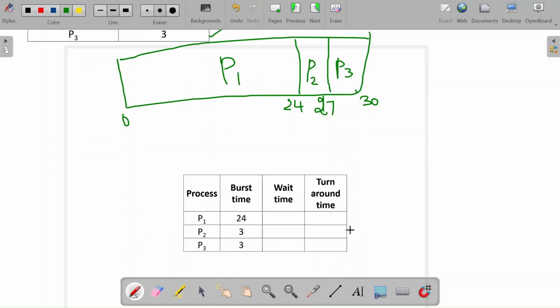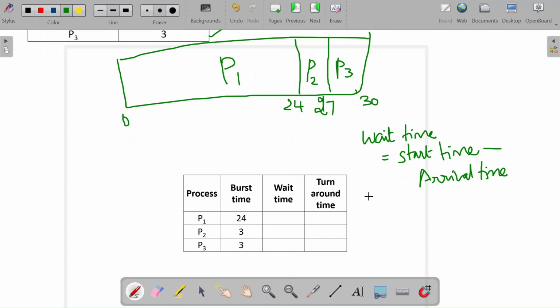Now, how do we mathematically analyze this? From this, write a tabular column with the process, the burst time given in the problem, the wait time, and the turnaround time. We already know how to calculate the wait time. Wait time is equal to start time minus arrival time. That is, when the process starts its execution in the CPU, minus the arrival time. Here the arrival time is not given, so I am considering the arrival time as 0 for all. So when the process starts, that is the wait time.